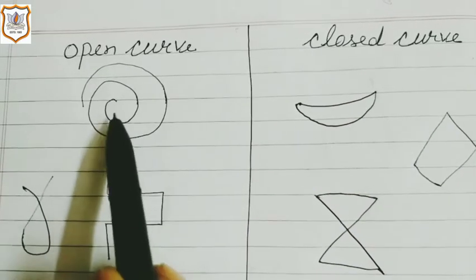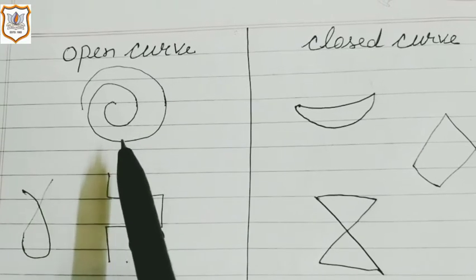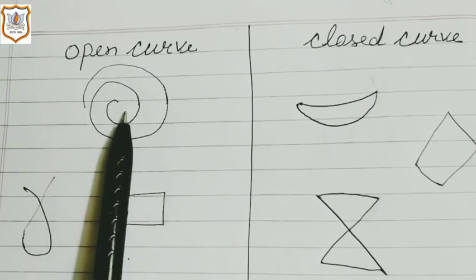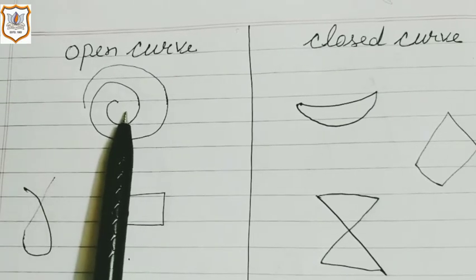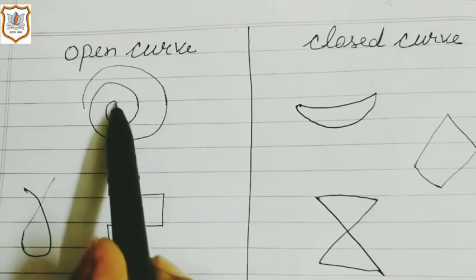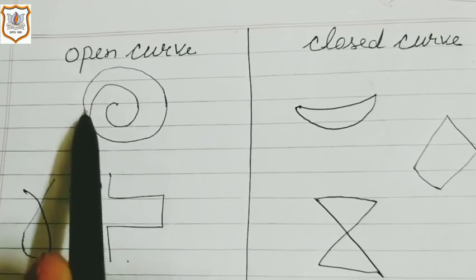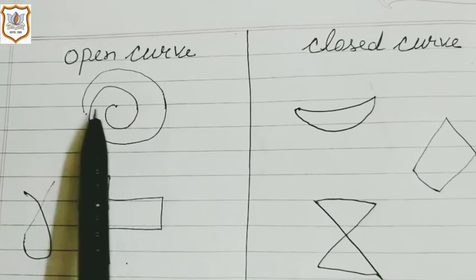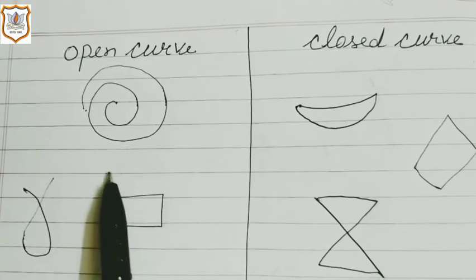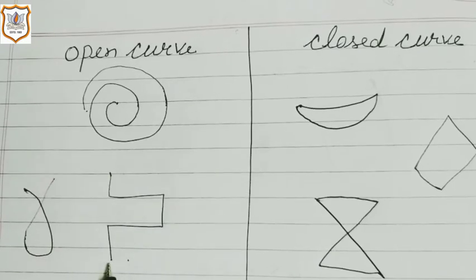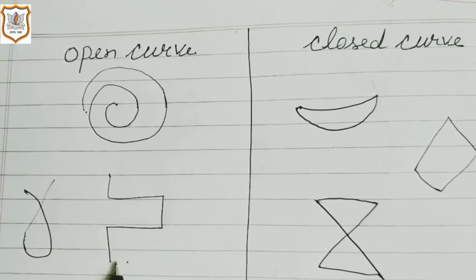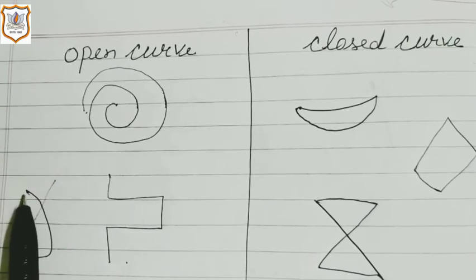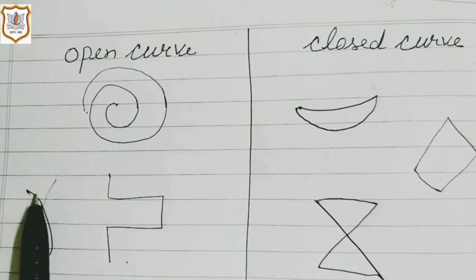Look, an open curve means a curve that does not end at the starting point. This is the starting point and this is the ending point, and the starting point and ending point do not meet at the same point.